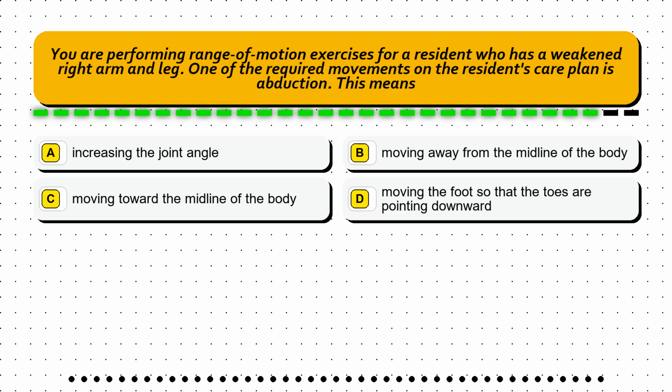Question 6. You are performing range of motion exercises for a resident who has a weakened right arm and leg. One of the required movements on the resident's care plan is abduction. This means: Option A. Increasing the joint angle. Option B. Moving away from the midline of the body. Option C. Moving toward the midline of the body. Option D. Moving the foot so that the toes are pointing downward.